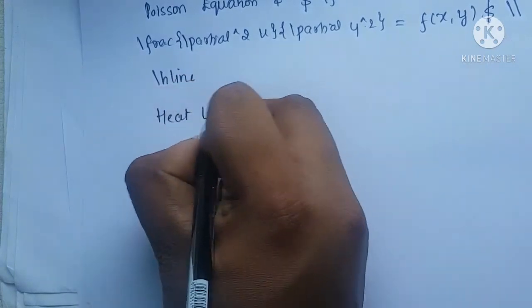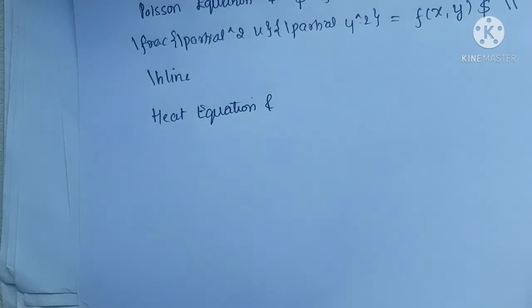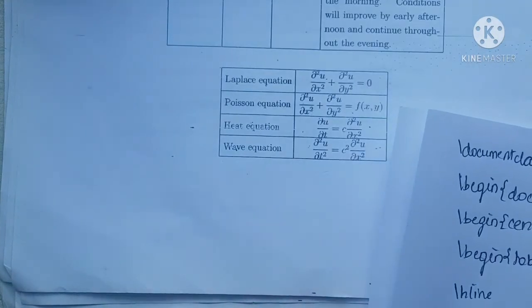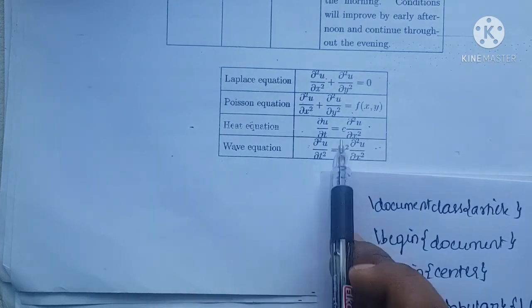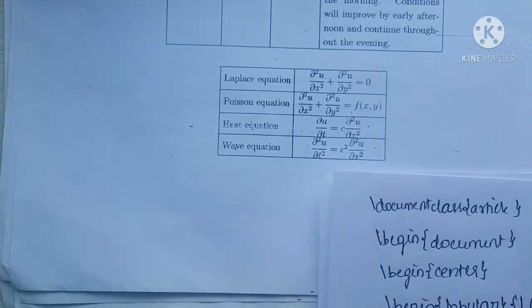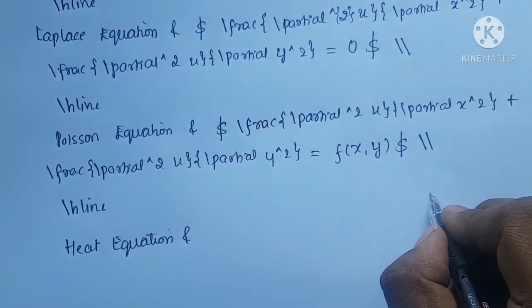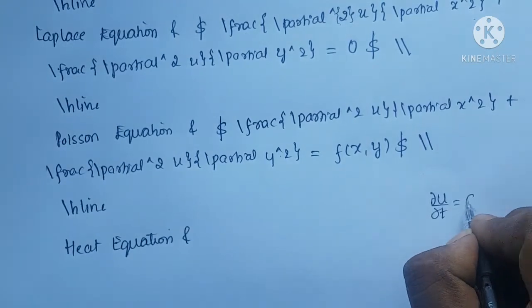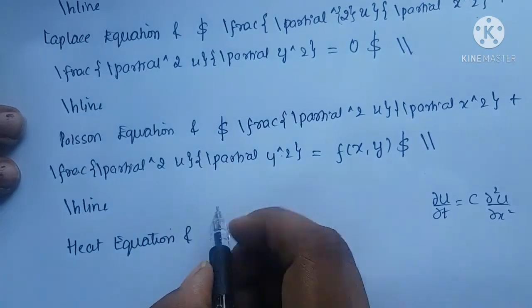Heat equation, ampersand. What is the equation? Dou u by dou t equals c into dou square u by dou x square. I am going to mention that equation here so that it will be easy for me to write the code. Dou u by dou t equal to c dou square u by dou x square. Let us write the command now for this.